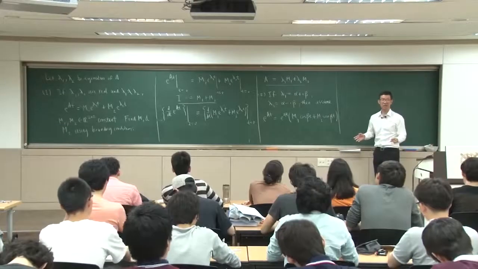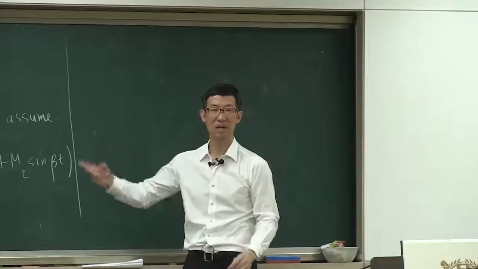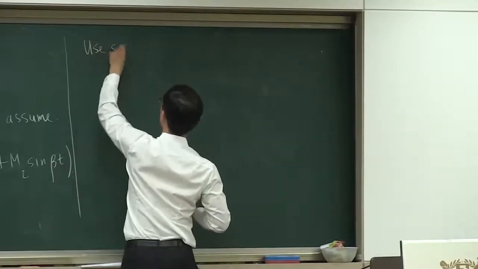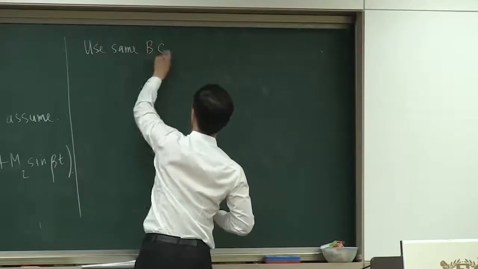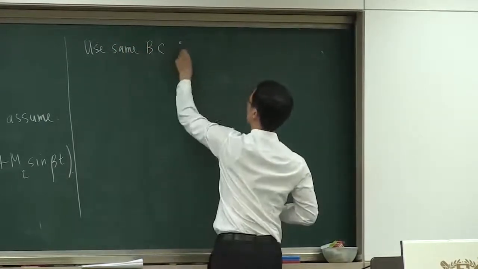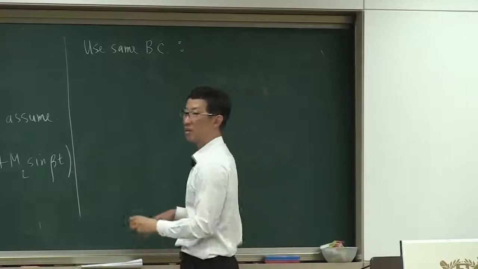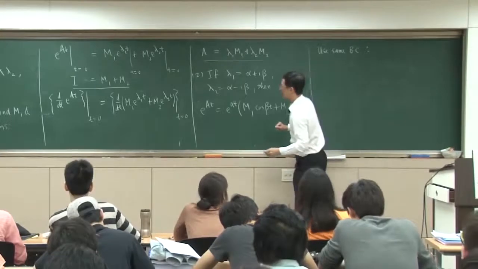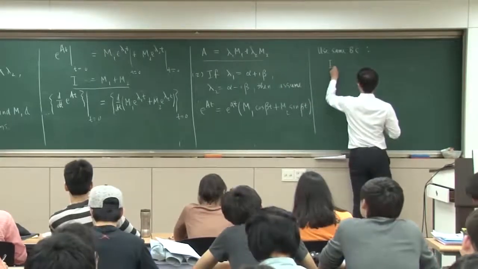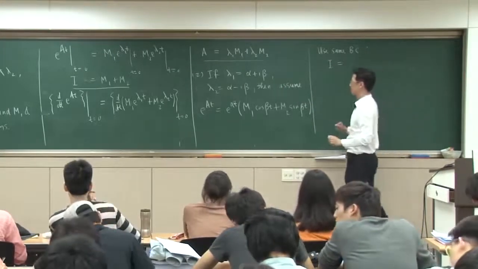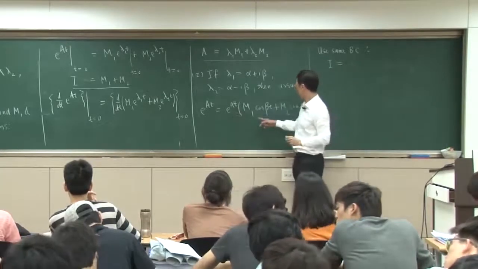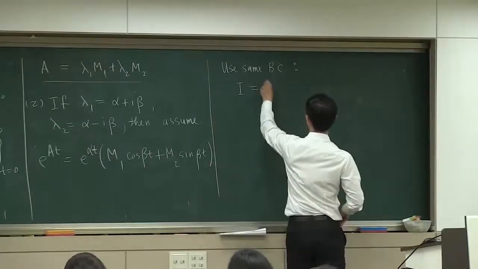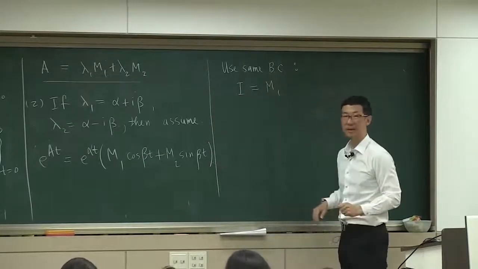All right, and then we need two boundary conditions. What are they? Same conditions. Use the same boundary conditions. So at t equals 0, this becomes 1, this becomes 0. So I guess I equals m1, right?